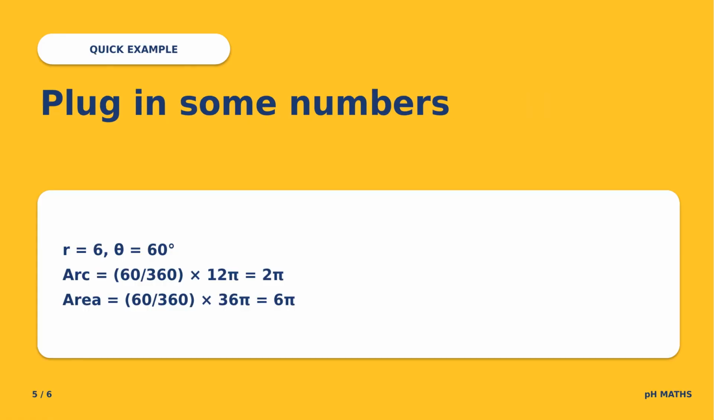As a quick example, radius 6, sector angle 60 degrees. Arc length equals 60 over 360 times 12 pi. That's 1/6 of 12 pi, which is 2 pi. Sector area equals 60 over 360 times 36 pi. That's 1/6 of 36 pi, which is 6 pi.